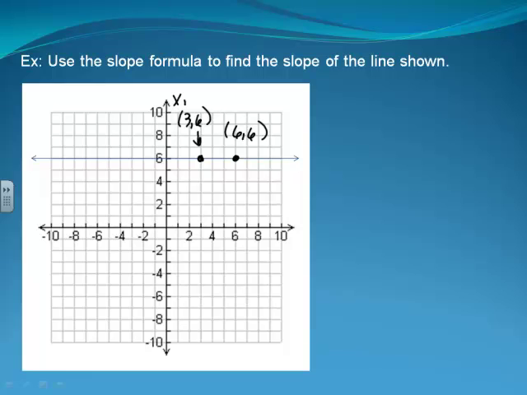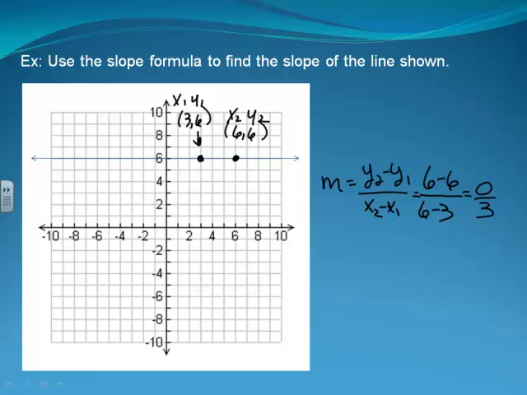Let one of those points be x1, y1. Let the second point be x2, y2. Take your slope formula and plug in your numbers. y2 minus y1 would be 6 minus 6. x2 minus x1 would be 6 minus 3, which gives us 0 divided by 3, and 0 divided by anything except 0 is 0. So this line has a slope of 0. It is a horizontal line, and that's what we said before. Horizontal lines have a slope of 0.